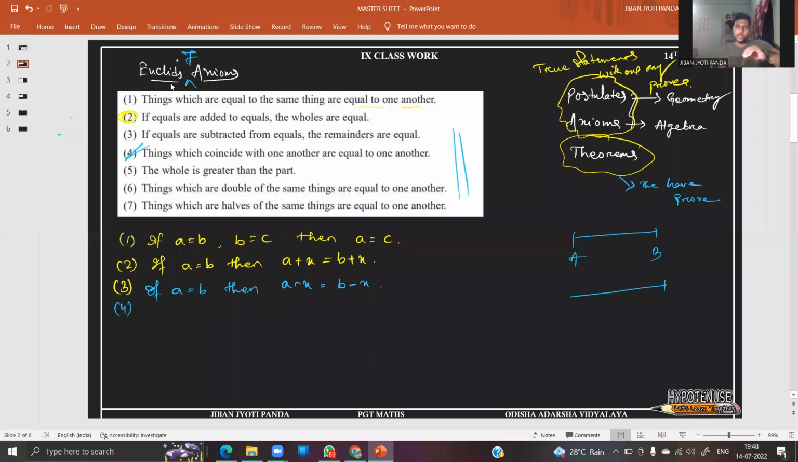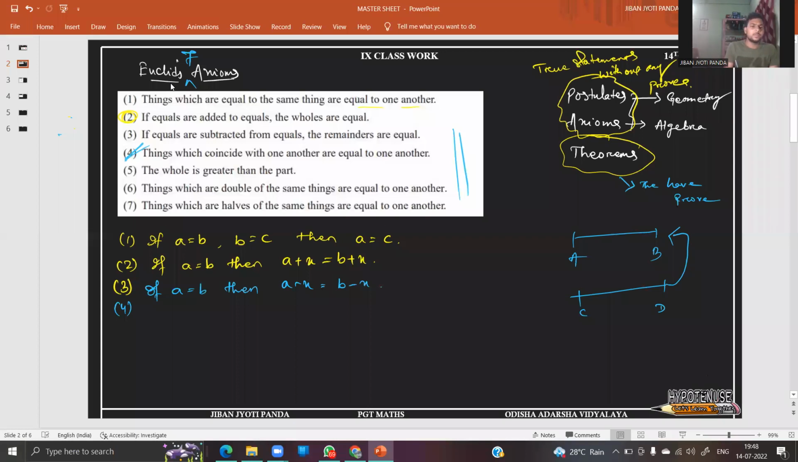What do we have to do? Now we have to take the AB and put on AB. Sorry, take the CD and put on AB. We will pick up CD and place it over AB. If they coincide, then their length should be equal. Yes or no? Clear? So if two line segments coincide, they have equal length. This is your fourth number.